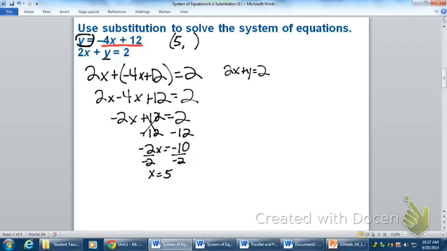So, you would plug in what for x? 5. That gives you 10. All I'm doing is solving. Minus 10 from both sides. So y is equal to negative 8.